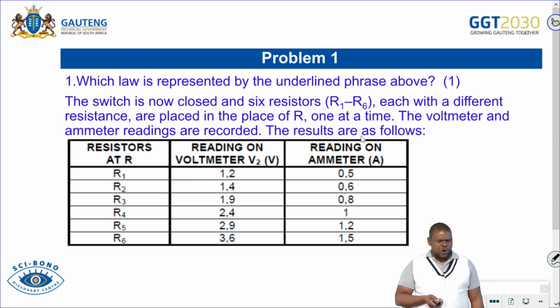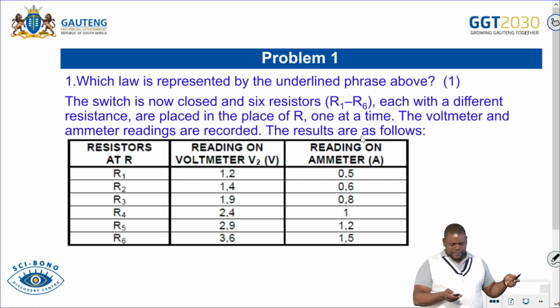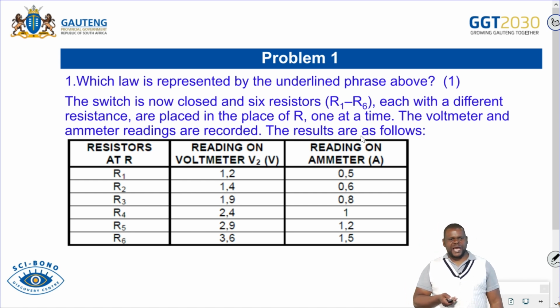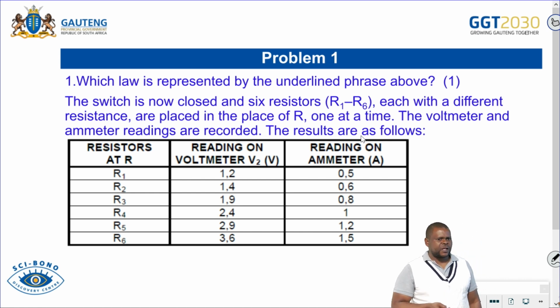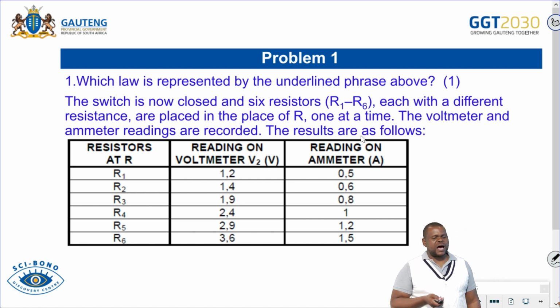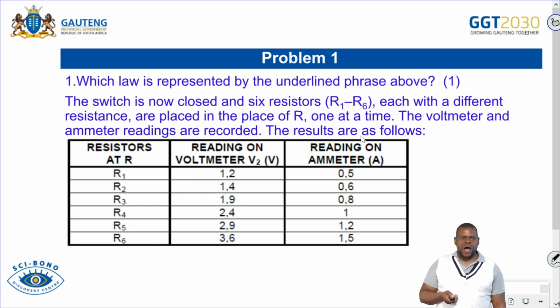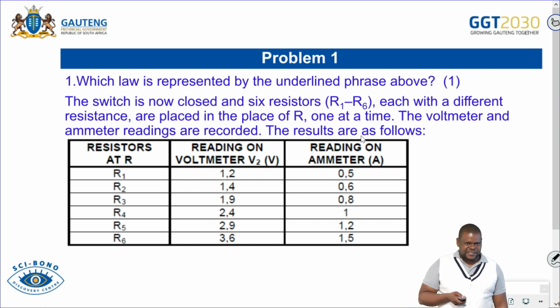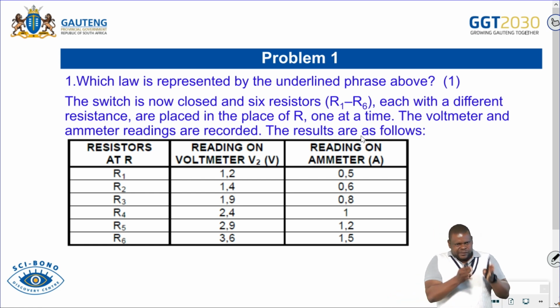And then what about the reading? When we replace the resistor R with R1, the reading from the ammeter will be 0.5. For R2, we get 0.6 ampere. R3, we get 0.8 ampere. R4, then we get 1 ampere. And then R5, we get 1.2 ampere. And for R6, we get 1.5 ampere.